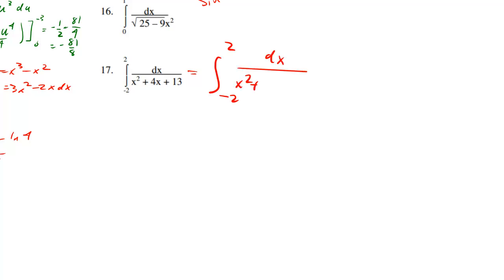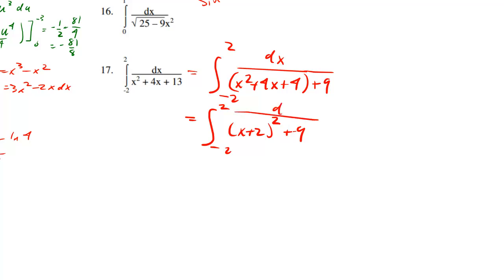Again, you wouldn't know necessarily to do this yet, but I'm going to rewrite this as x squared plus 4x plus 4 plus 9. And then I'm going to rewrite this as (x plus 2) squared plus 9. The dx up there. And then I'm going to rewrite x plus 2 as my u. And then du is just equal to dx.